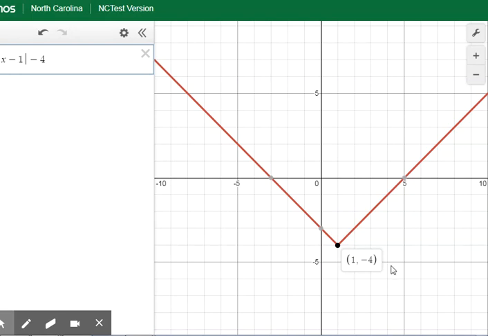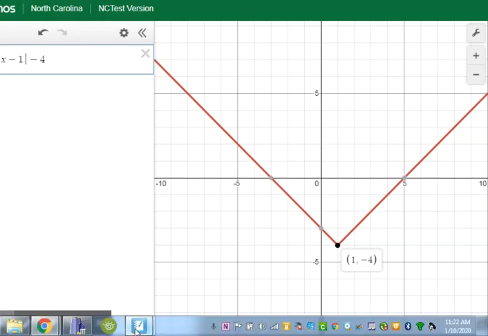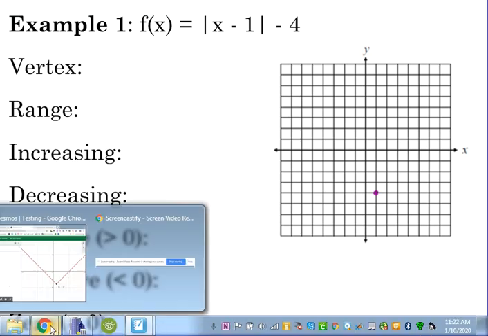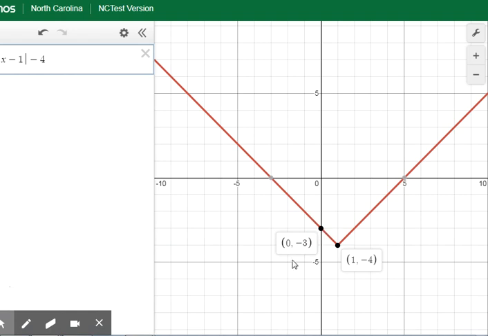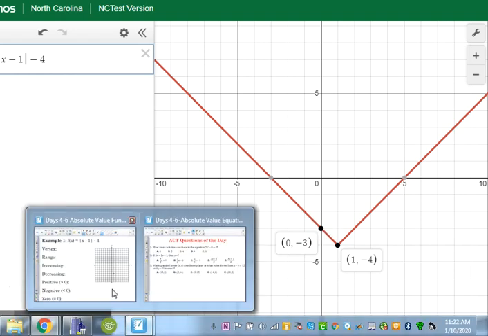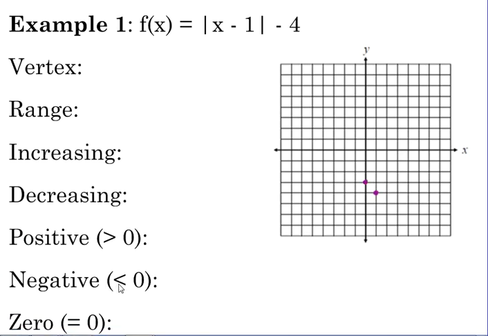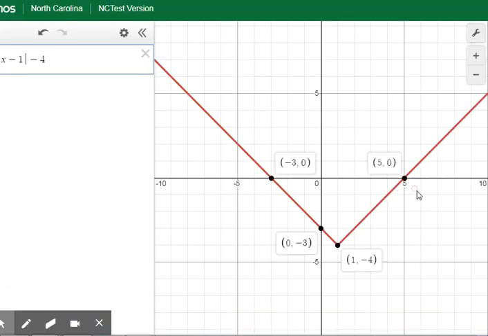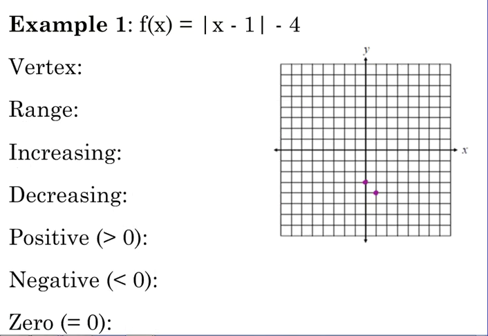The vertex, it's got it labeled right there, 1, negative 4. So we can translate that to our graph, 1, negative 4, really easily there. Okay, let's see here. Shows us our y-intercept, 0, negative 3. Right there. It even gives us our x-intercepts. We don't have to do any calculating. We don't have to look at the table. We don't have to guess what it is. It's right there. All you have to do is click on the point. So negative 3, 0, and 5, 0.